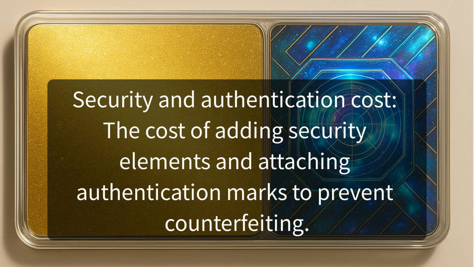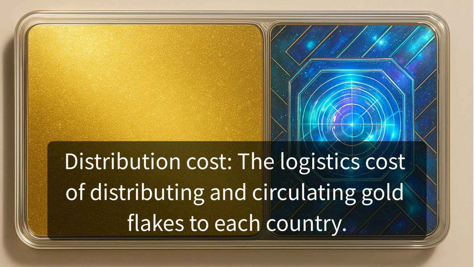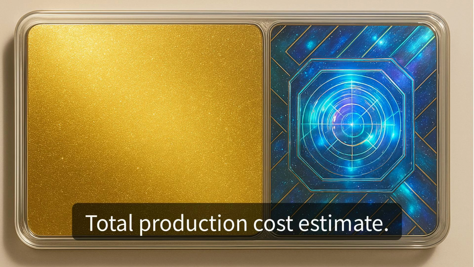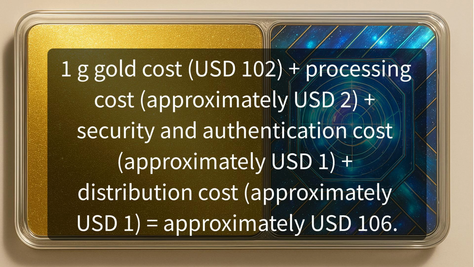Security and authentication cost: the cost of adding security elements and attaching authentication marks to prevent counterfeiting. Distribution cost: the logistics cost of distributing and circulating gold flakes to each country. Total production cost estimate: 1 gram of gold cost USD 102 plus processing cost approximately USD 2 plus security and authentication cost approximately USD 1 plus distribution cost approximately USD 1 equals approximately USD 106.